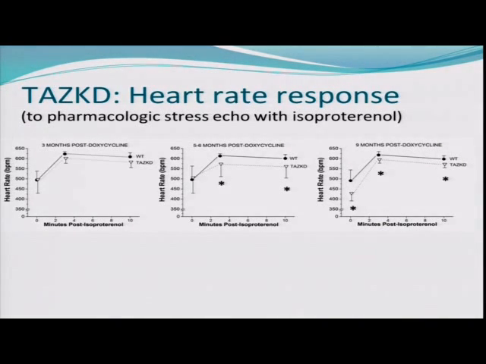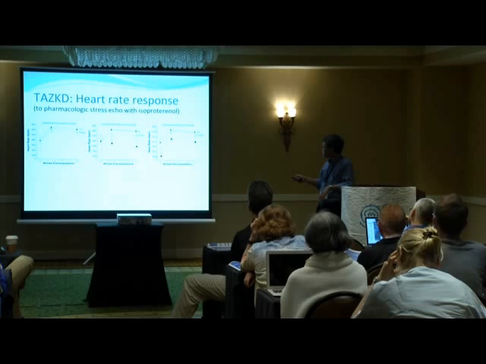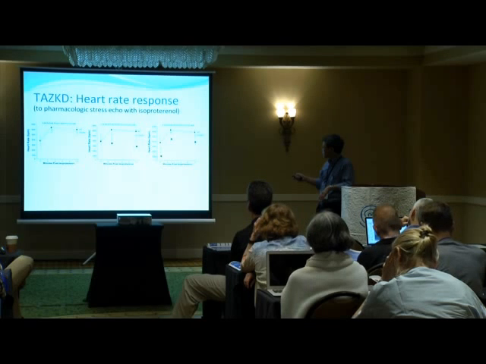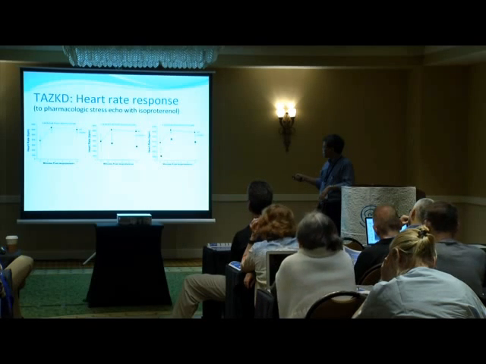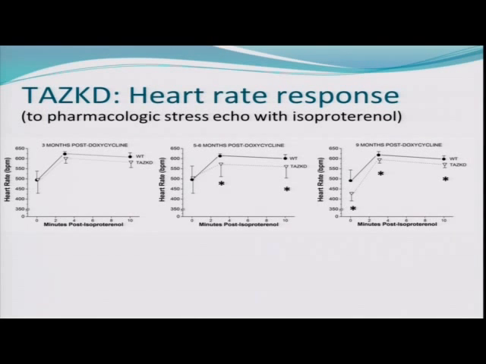So the baseline heart rate at 3 months post-doxycycline is generally in the high 400s. As you can see, it's not any different between wild-type and TAZ mice. And then at 3 minutes post isoproterenol injection, the heart rate markedly has increased. There's a little bit of a difference, and out at 10 minutes, it's pretty stable, but this is not statistically significant. If you wait a little longer, this is 5 to 6 months now post-doxy, the TAZ mice begin to show a difference and a statistically significant blunted heart rate response, and then the contractile response is also blunted. The heart rate response is also blunted at 9 months.